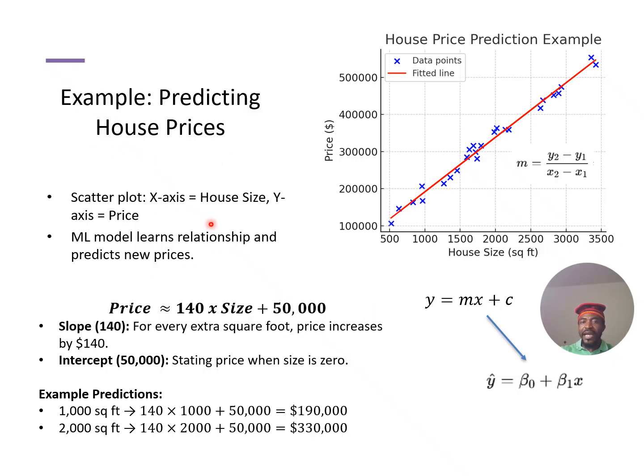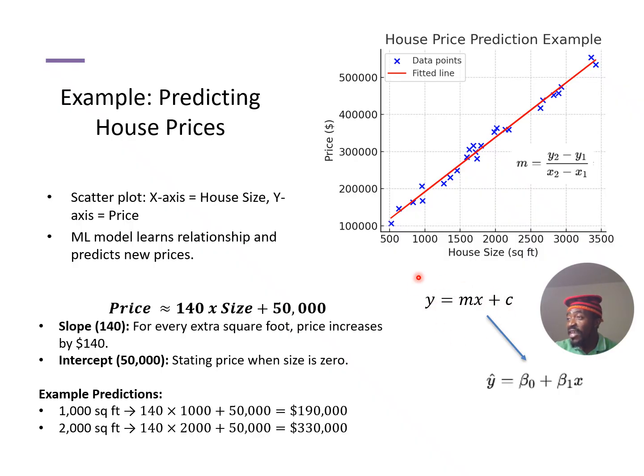So let's look at an example where we are trying to predict the prices of houses. We have this scatter plot where the x-axis is the size of the house in square feet, and the y-axis is the price in dollars. Let's say we want a machine learning model that learns the relationship between these house prices and the size. So we can plot something like this. The fitted line here shows the relationship between the size of the house and the prices. So this is a good example of what we call a linear equation.